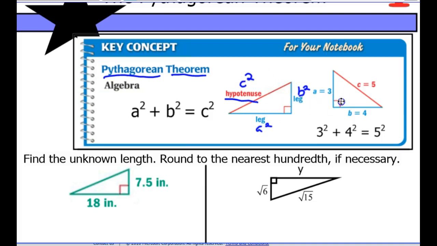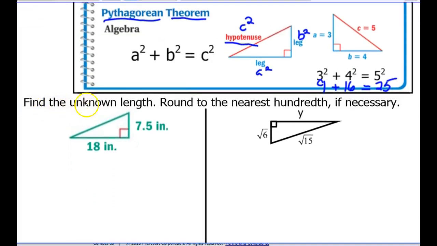So what this means is we have 3 squared plus 4 squared equals 5 squared. 3 squared is 9, 4 squared is 16, and 5 squared is 25. Now if we add those up, 9 plus 16 equals 25. So a squared plus b squared equals c squared. C squared is always going to be your hypotenuse, or your longest side. A squared and b squared, it doesn't matter which is which as long as you have one for each of the legs.